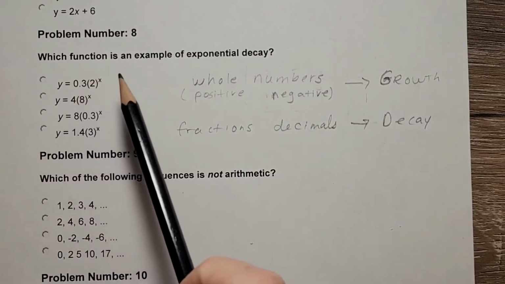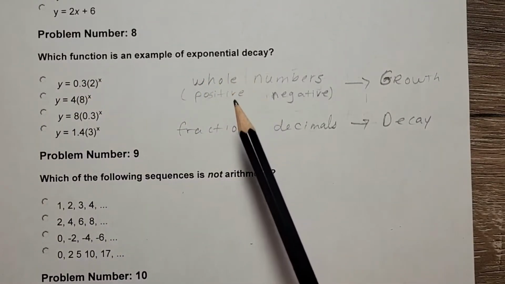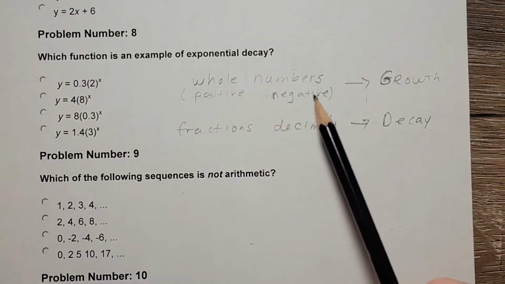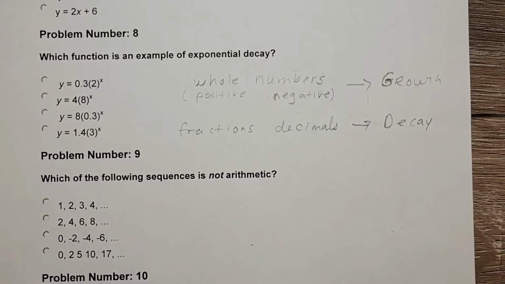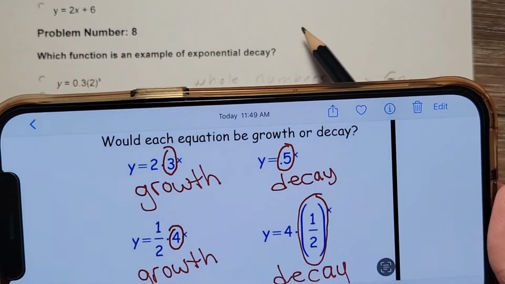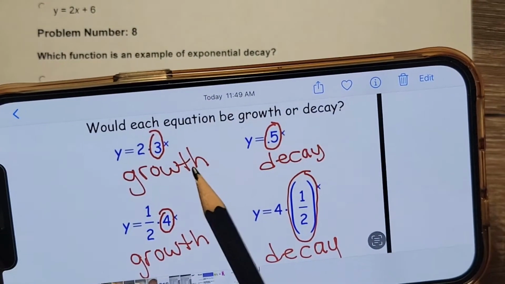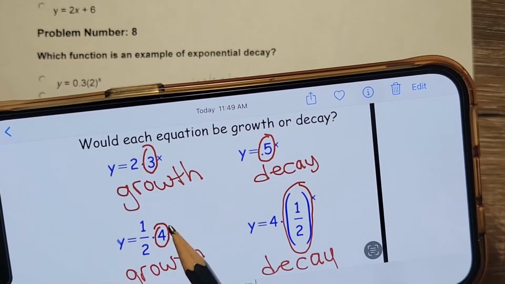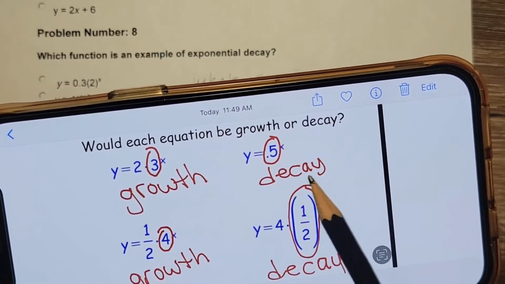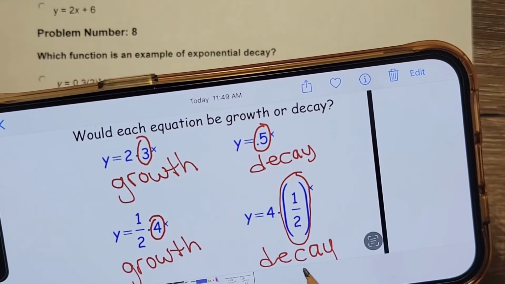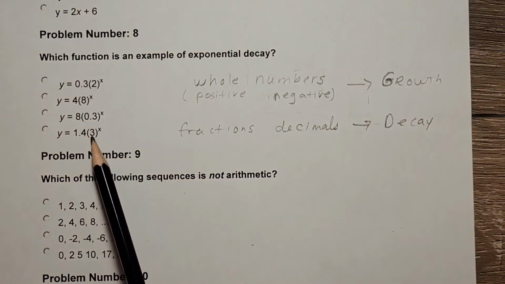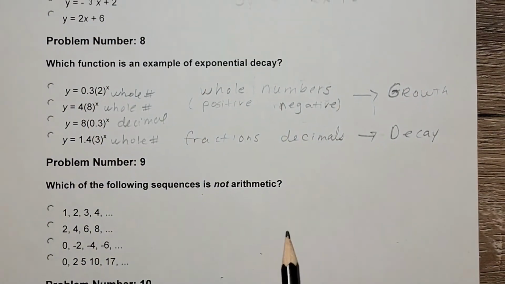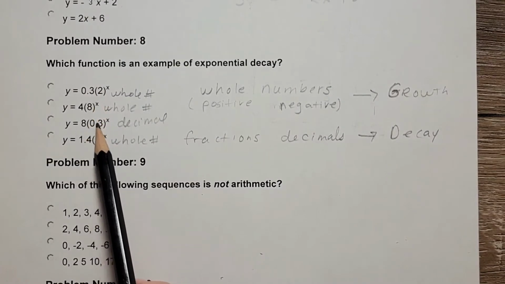Problem number 8, which function is an example of exponential decay? Whole numbers, whether they're positive or negative, will be growth. Fractions or decimals will be decay. Let me show you this example. Would each equation be growth or decay? See the whole number? Growth. Whole number, growth. We got a decimal here. It's going to decay. And we have a fraction. It's going to decay. So out of all of these, we've got a whole number, decimal, whole number. This will be decay.